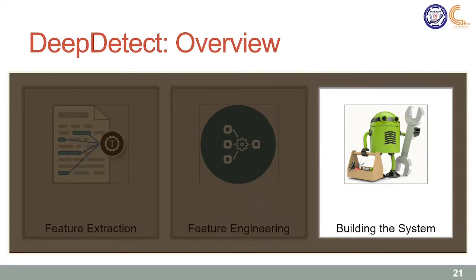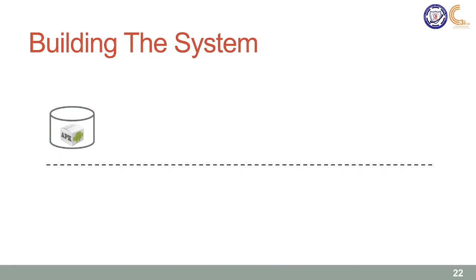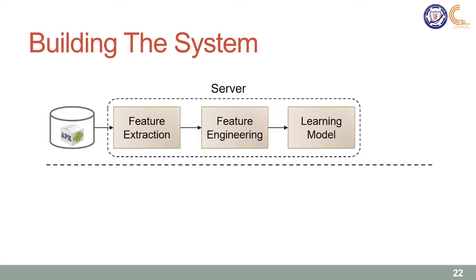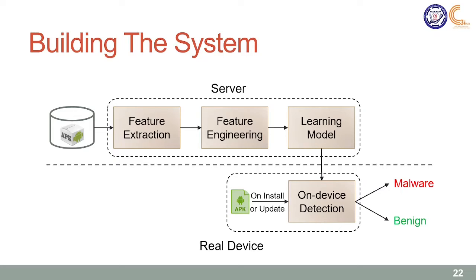Now, we will see the steps to build DeepDetect. First, we extract features from the dataset. The extracted features are then passed to the feature engineering process to obtain relevant features, followed by the learning model. All these steps are performed on a server machine. The final model is then zipped into an APK to detect malware on a real device.